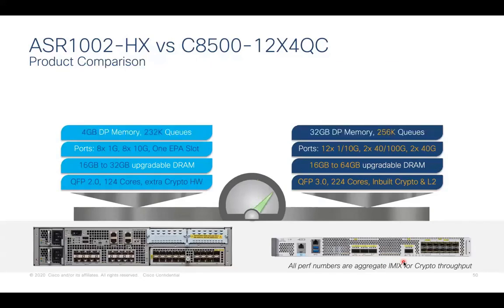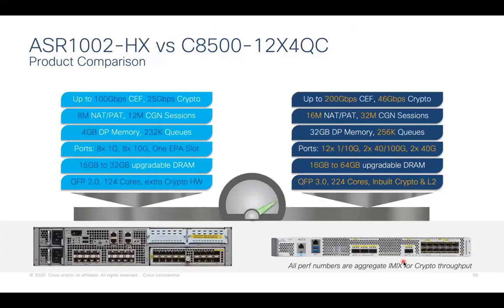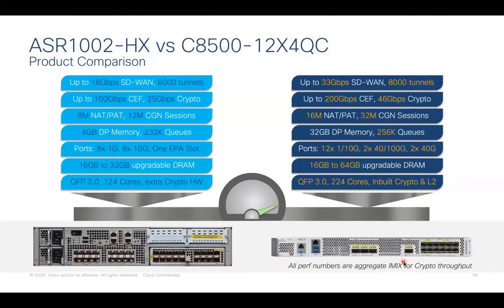The queues are improved. Datapath memory is almost 8 times more here with 8500s. Result is you get 16 million classic NAT sessions through one single 1RU platform here. 32 million carrier grade NAT sessions. You have 200 Gbps of Ceph we talked about, 46 Gbps of IMIX crypto throughput. This is IMIX 352 byte average packet size. And 33 Gbps of IMIX for SD-WAN with 8000 tunnel aggregation. Totally, 8500 being this 1RU platform, pretty powerful with the QFP, is heavier when compared with ASR 1002HX.